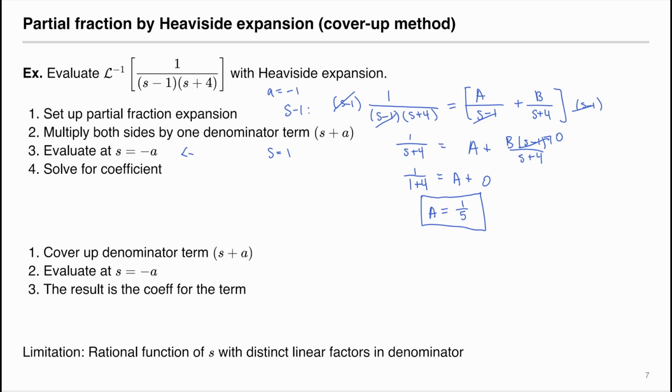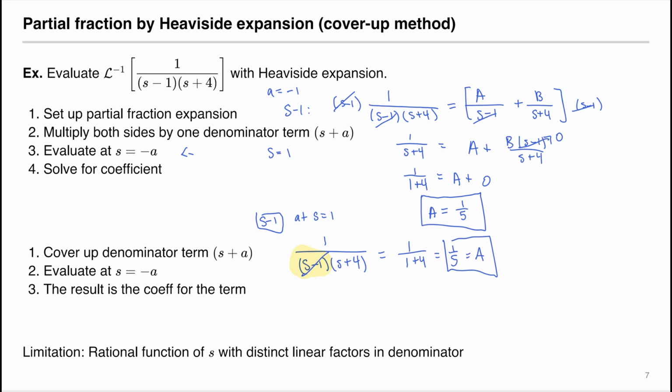Looking at it in another way is that if we have the original term and if we cover up the denominator term s minus 1, we cover it up, and then we evaluate at s equals to 1. Then we have 1 divided by s plus 4, which is 1 over 5, and that is the coefficient for that term.